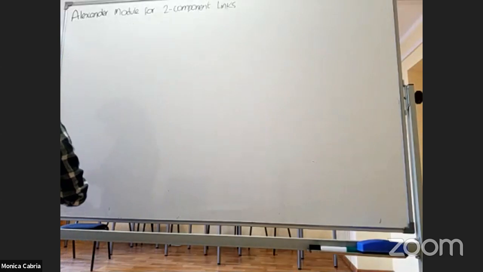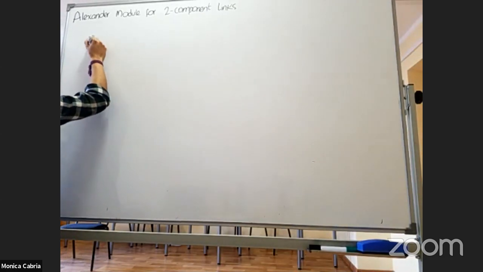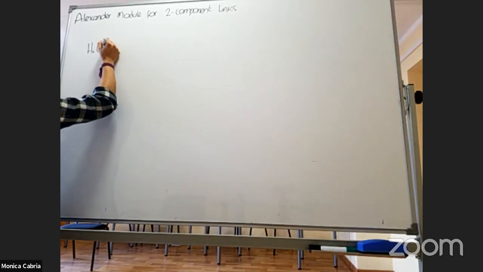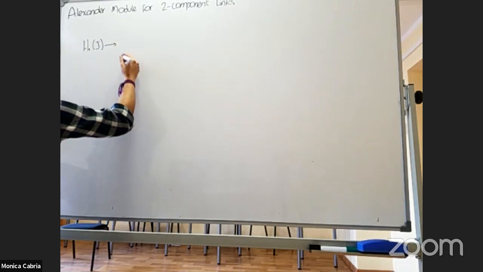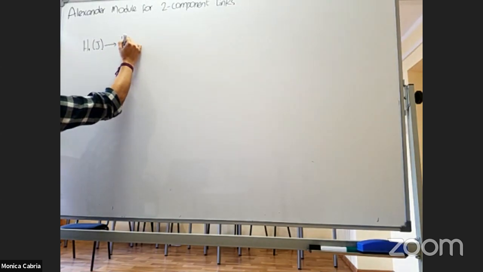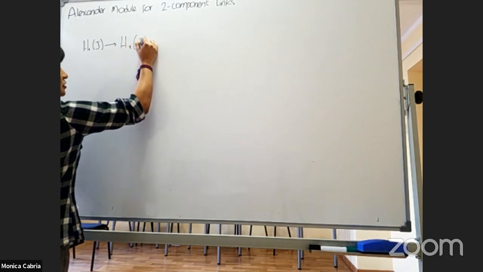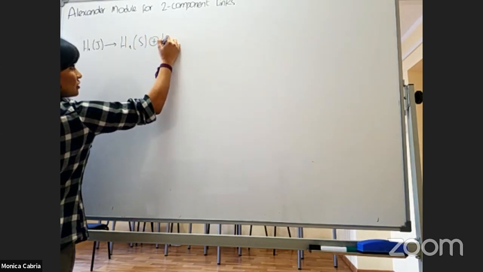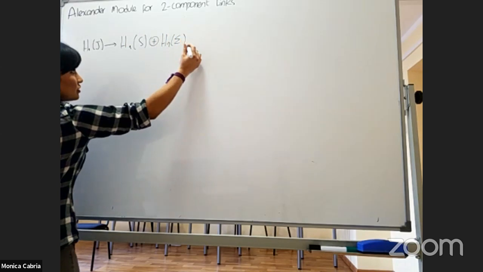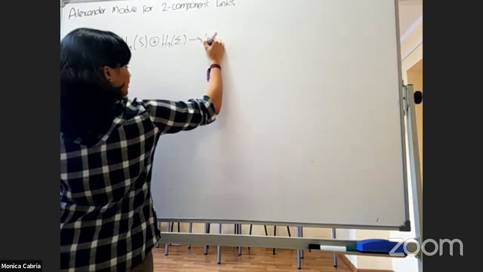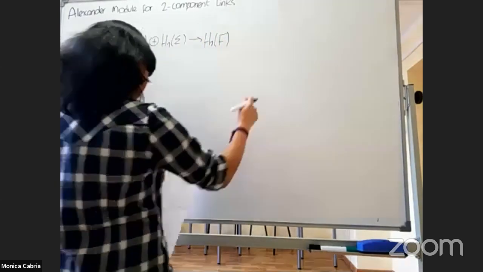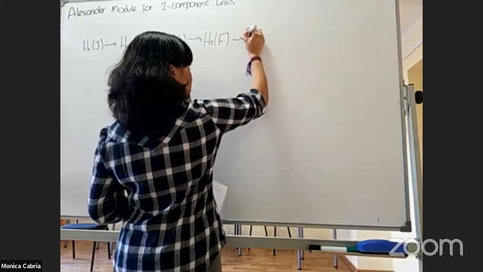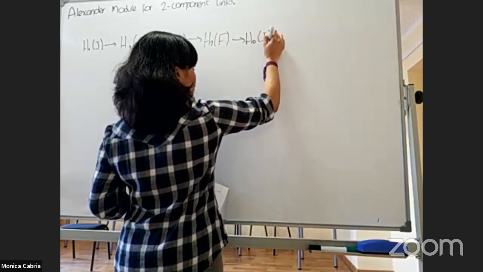So let's see. This is the intersection, which is J. Then the sum of both. Then we go to the union, and then we go to H zero. So we want to know what's going on here.